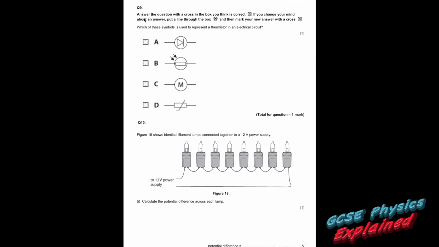Question 9. Which of these symbols is used to represent a thermistor in an electrical circuit? Well, that's a diode, D-I-O. That's a light-dependent resistor. That's a motor. And that's a thermistor. So the answer is D.